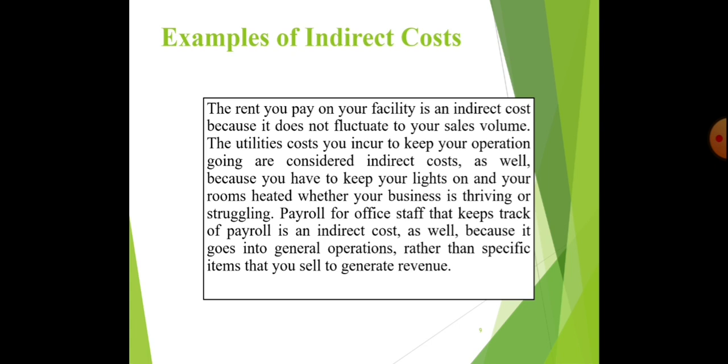The rent you pay on your facility is an indirect cost because it does not relate to your sales volume. The utility costs you incur to keep your operation going are considered indirect costs as well, because you have to keep your lights on and your room heated whether your business is thriving or struggling. Payroll for office staff that keep track of payroll is an indirect cost as well because it goes into general operation rather than specific items that you sell to generate revenue.